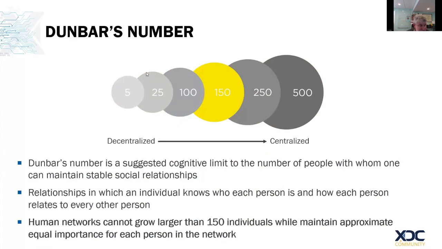And there's this interesting concept called Dunbar's number. Dunbar's number is a suggested cognitive limit to the number of people with whom one can maintain stable social relationships. It turns out that number is about 150 people. And this all ties in, right? Relationships in which an individual knows who each person is and how each person relates to every other person. It turns out they can't grow bigger than 150.